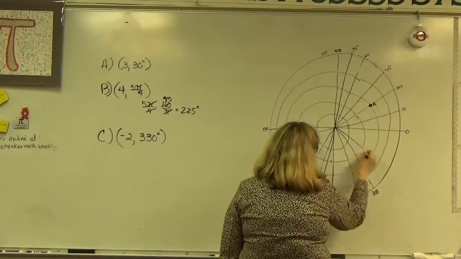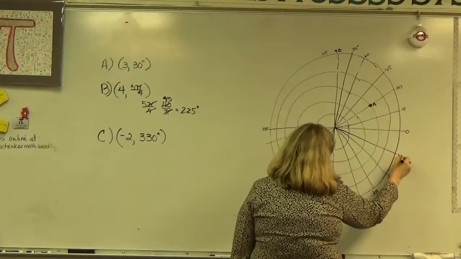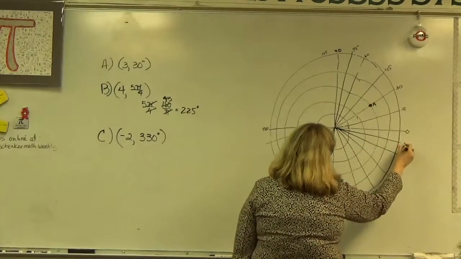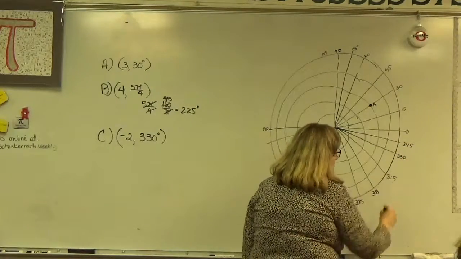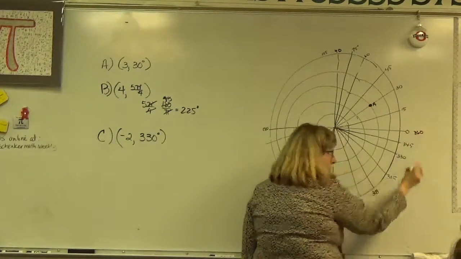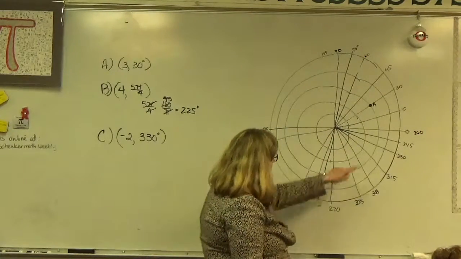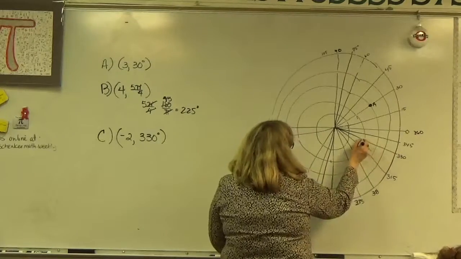300. This is not as good as yours, 330, 345. And the next one would be 360, because I'd be back here at 0. You guys agree that back there at 0 is going to be 360? So if I wanted to graph a negative 2, 330, here's 330.